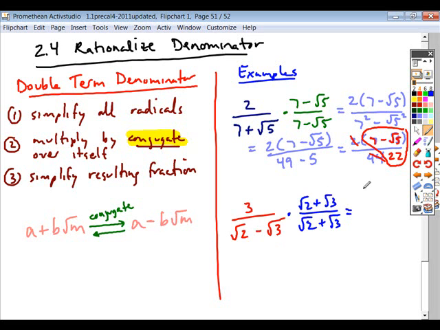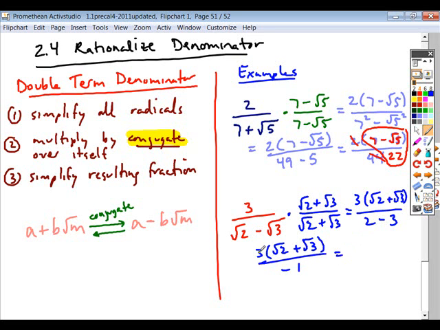And so now across the top we get a 3 times the quantity root 2 plus root 3. And in the denominator we take our first term and square it, so root 2 squared is 2, always a minus, and then our second term squared, root 3 squared is a 3. And so if we simplify this, we get 3 times root 2 plus root 3, all over negative 1. And don't leave a negative as a factor, especially in the denominator.